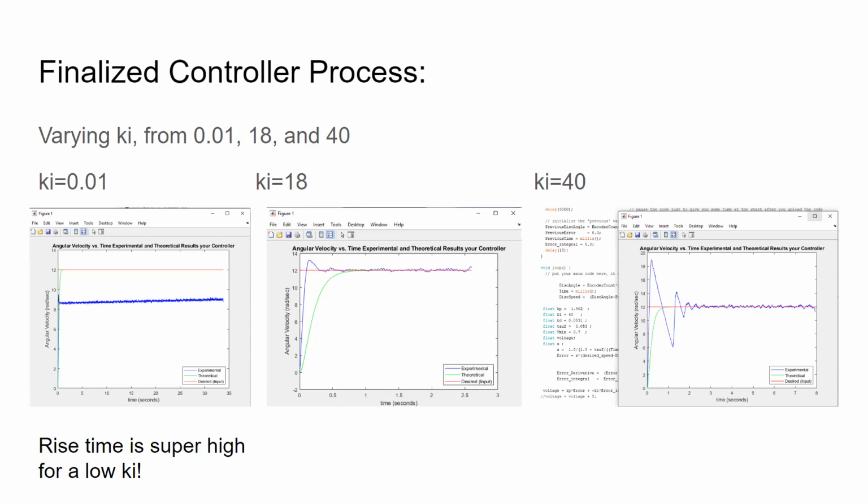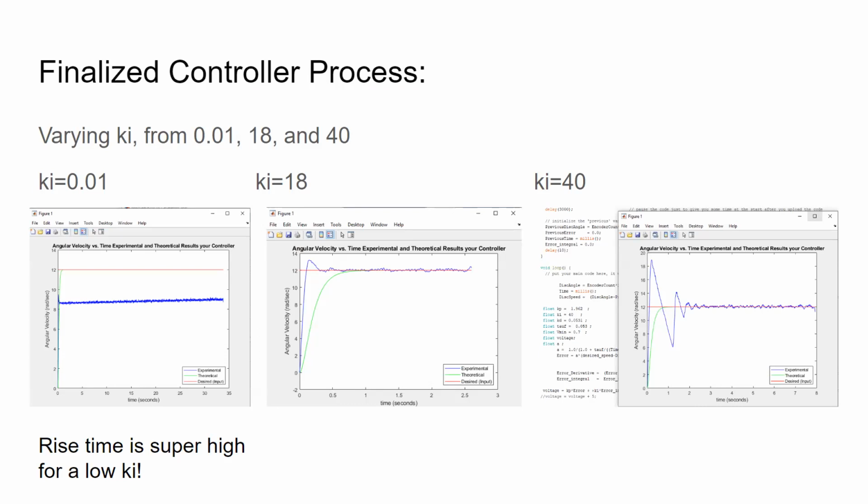Notice that with the 0.01, our rise time is super high for a low KI. What that means is it takes a long time for it to get up to the value that we want. We want the value of 12, but as you can see with the low KI, it doesn't even get close to there, and we need to go for a very long time to even approach 10.